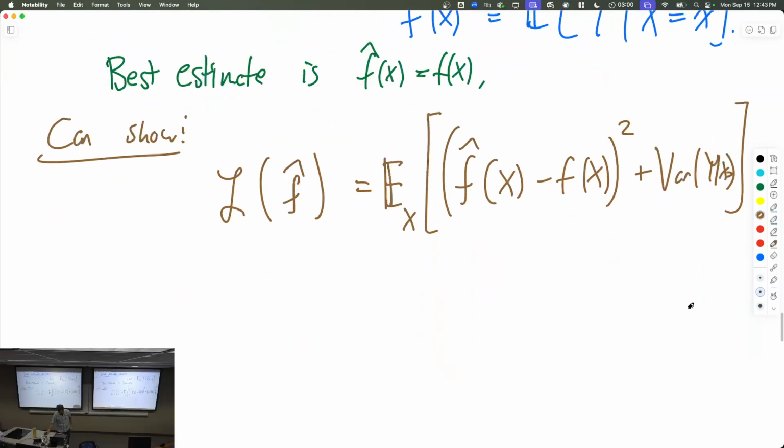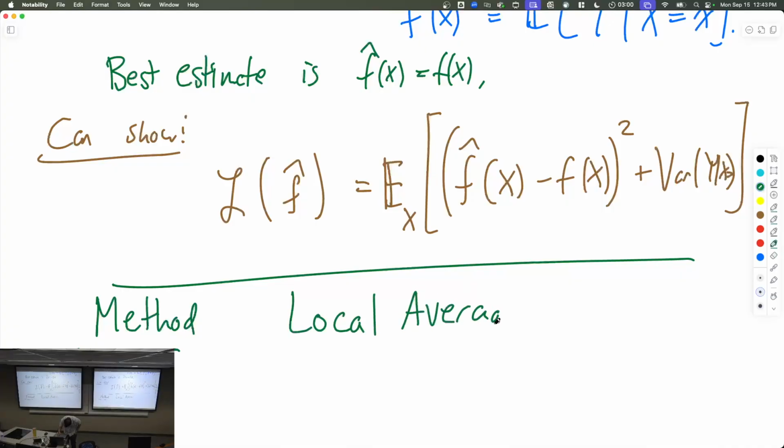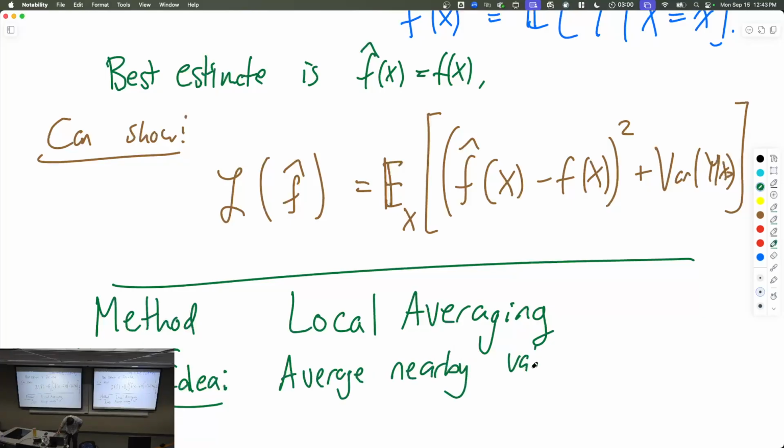All right, here is the method we are going to use, and we're going to do lots on this next class. I call this the local averaging. They also mentioned this in the videos. So if you saw the videos, which you should have, you will have an understanding of this local averaging. The idea is to average nearby values, nearby y values.